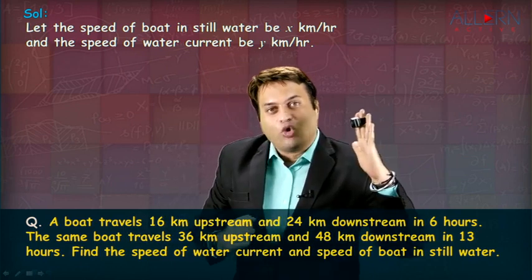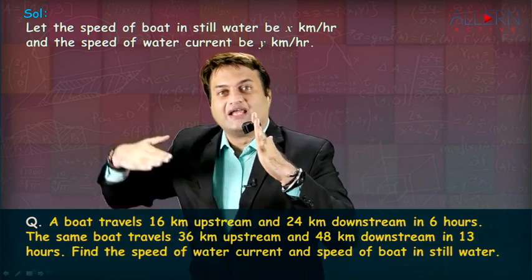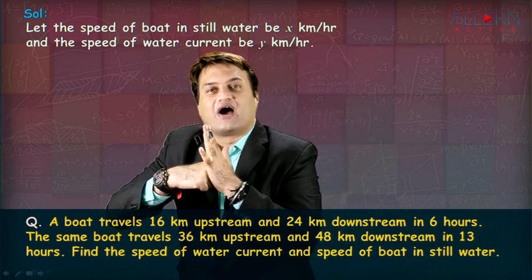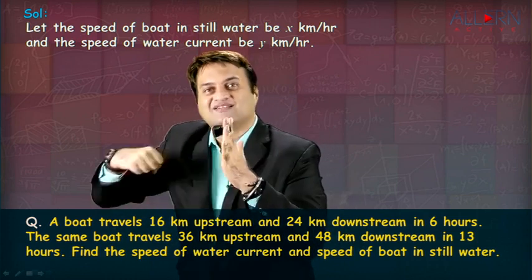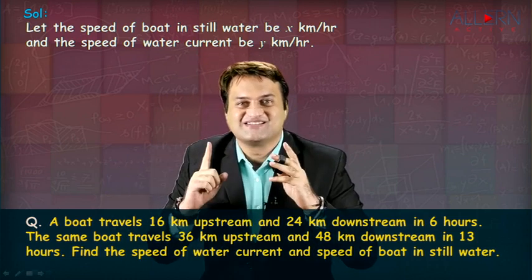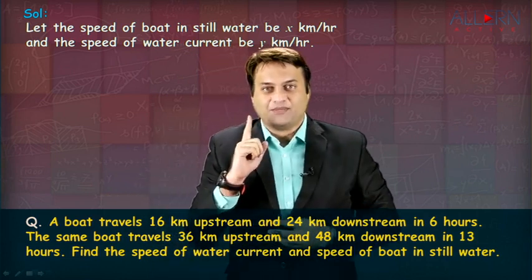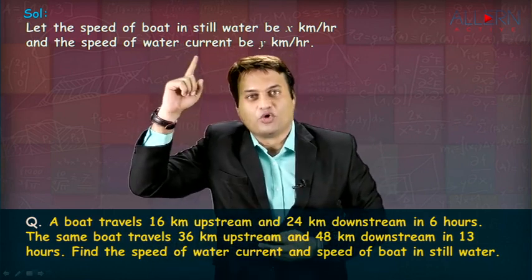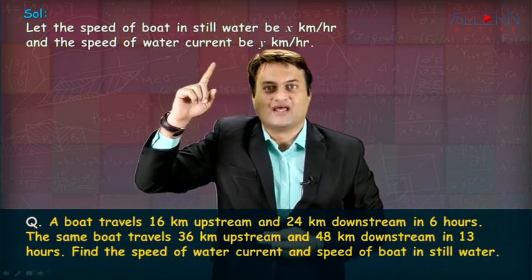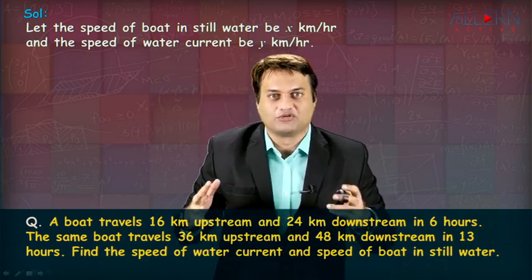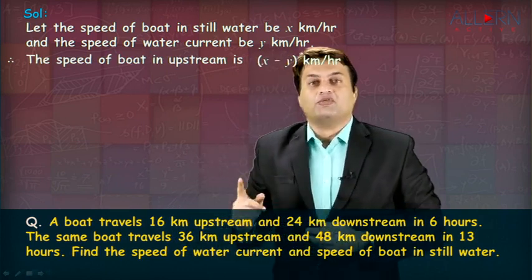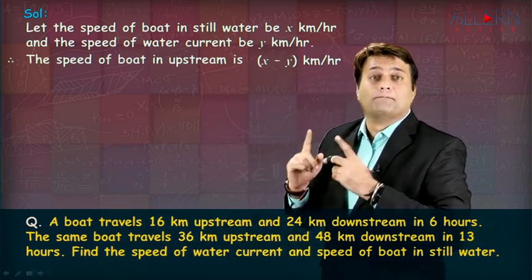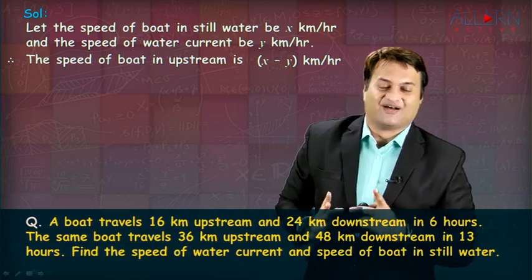Similarly, the boat is moving with a speed of x and stream is opposing with a speed of y. So the resultant speed in upstream will be x minus y. Is this thing very clear? So always remember this. If the speed of the boat in still water is x and speed of the stream, speed of the water current, is y, then speed of the boat in upstream will always be x minus y kilometers per hour.